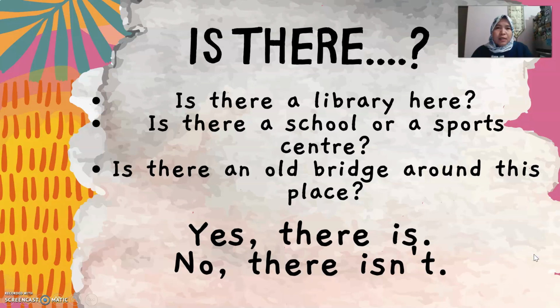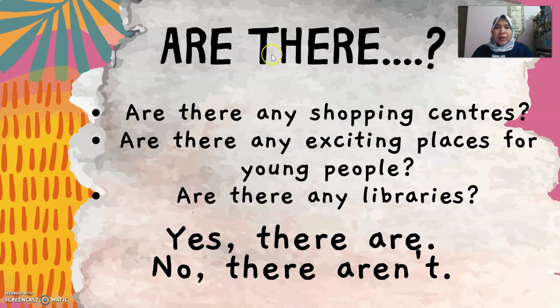Now we are going to look at how we answer questions. For is there, you just need to answer yes, there is, or no, there isn't. These are the questions in the previous slides. So, is there a library here? If it is yes, then yes, there is. If it is no, then no, there isn't. Alright? Okay, moving on. Are there?